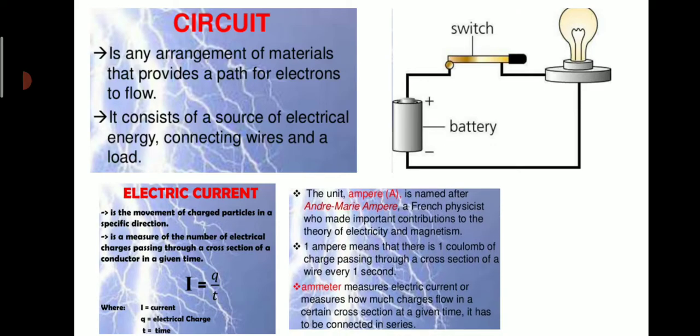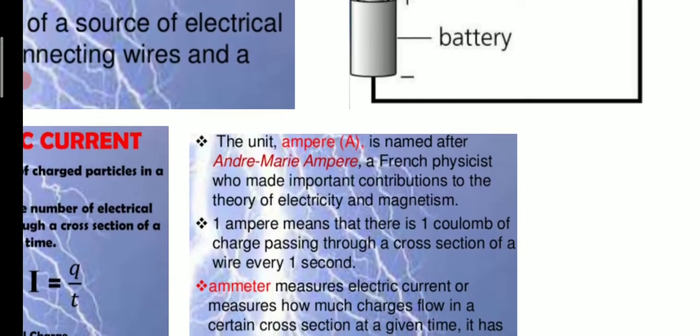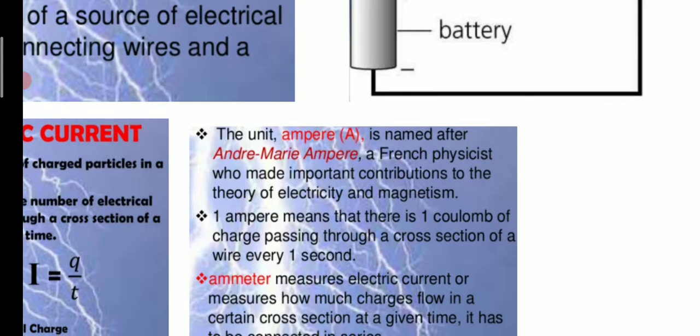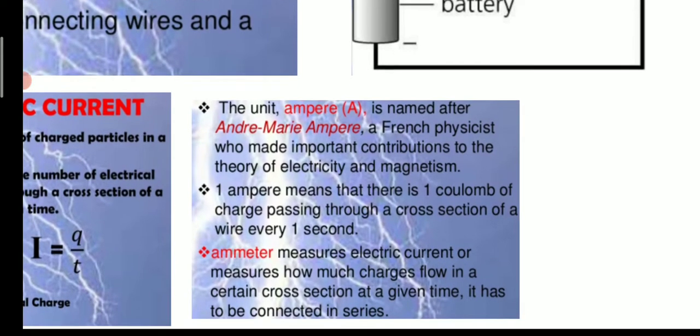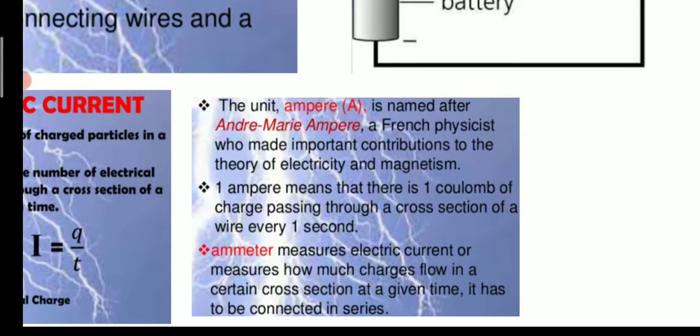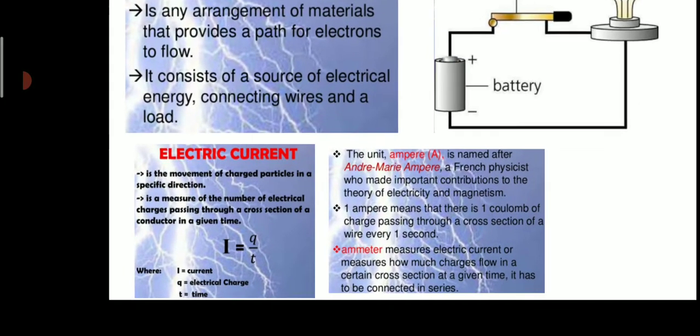The unit of current is ampere, A, named after André-Marie Ampère, a French physicist who made important contributions to the theory of electricity and magnetism. 1 ampere means that 1 coulomb of charge is passing through a cross section of a wire every 1 second. For its measurement, an ammeter measures the electric current, or how much charge flows through a certain cross section in a given time, and it is to be connected in series.